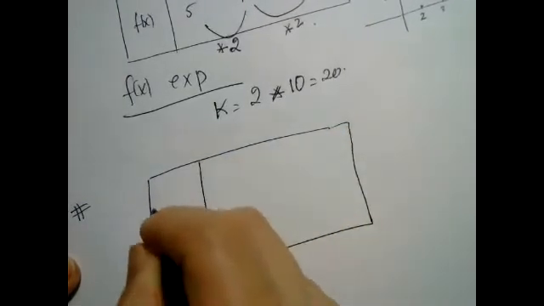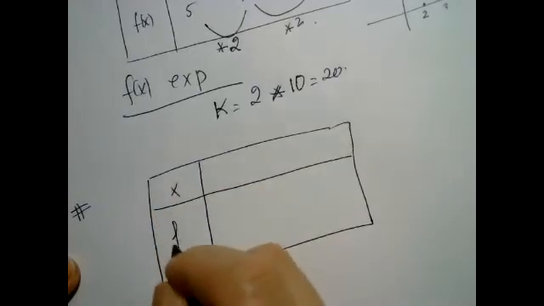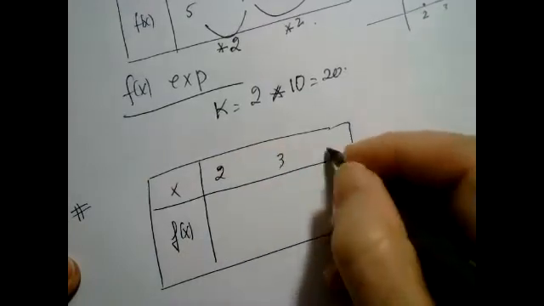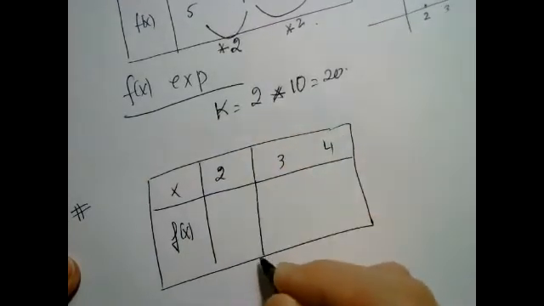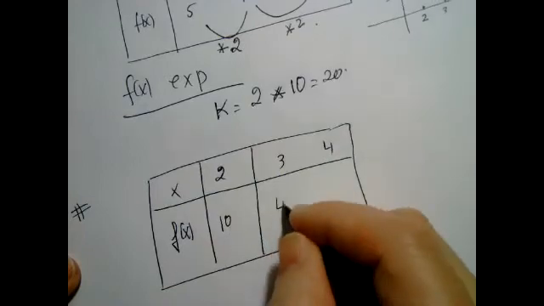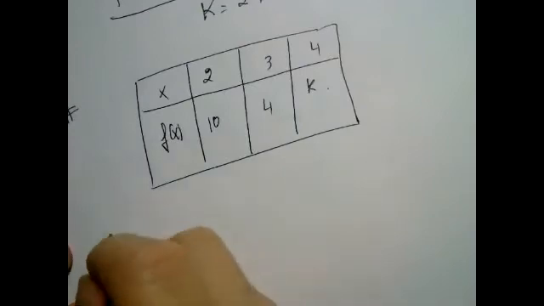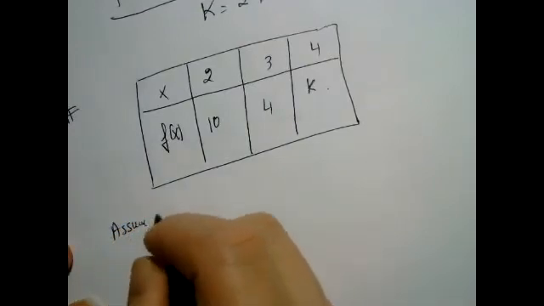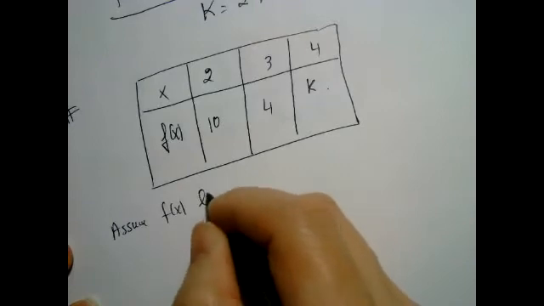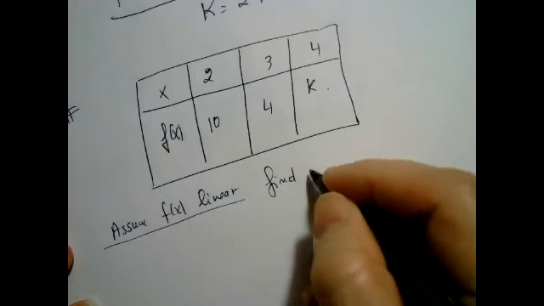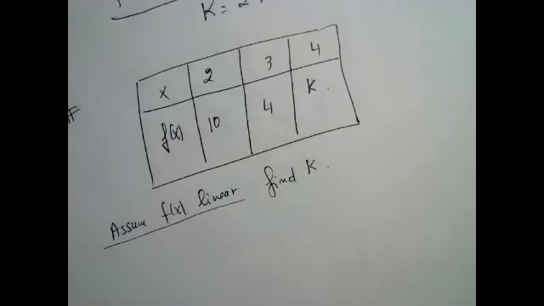Okay, so this is my function. And it's 2, 3, 4. And the outputs are 10 and 4 and k. And the question is both. Assume f is linear, find k, without finding a formula. Okay? I want an answer, please, very quick.